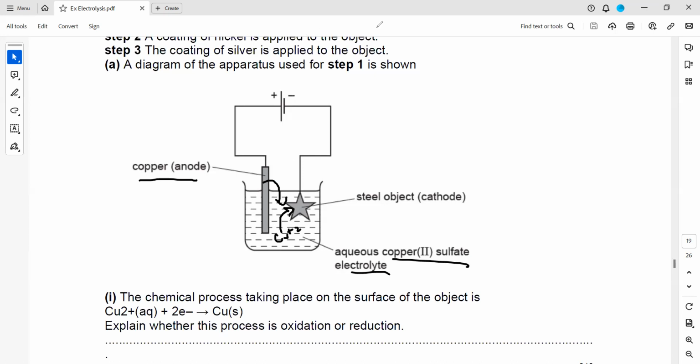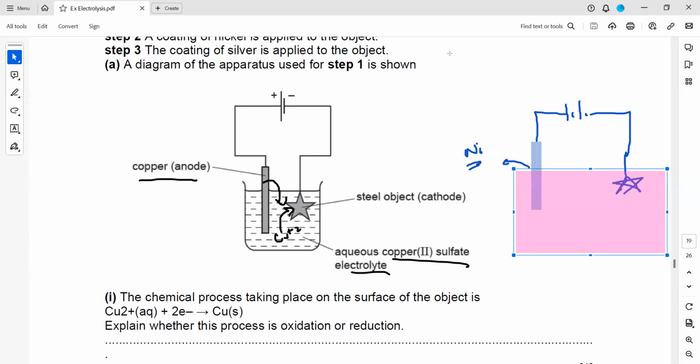What we want is nickel plating. If you want a layer of nickel, then what should the anode be made up of? The anode should be made up of nickel, so instead of copper, the anode should be nickel. The cathode is the object which we are electroplating, for example, a star. But what about the electrolyte or the solution? The electrolyte should be nickel sulfate.